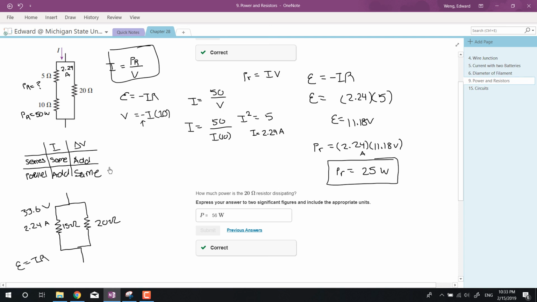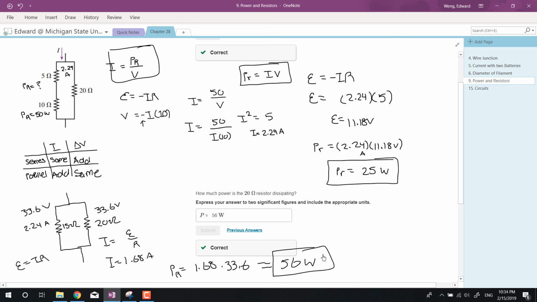And if they're in parallel, the voltage is the same. So I is equal to E divided by R. We're just going to divide the 33.6 by 20. We get 1.68 amps. So the power, looking at this equation right here, is 1.68 times 33.6, which is going to get us 56.4, which, as you can see in the answers, is 56 watts. And that's it.